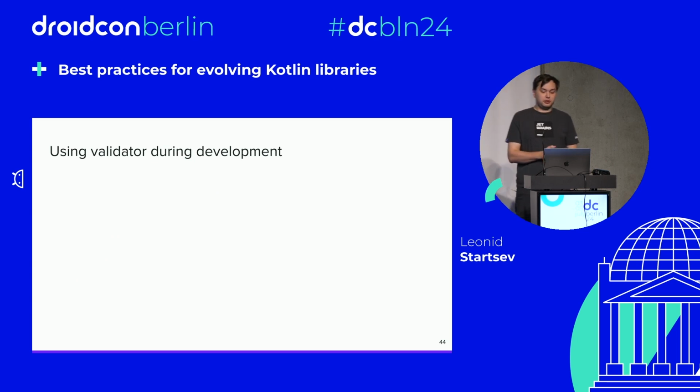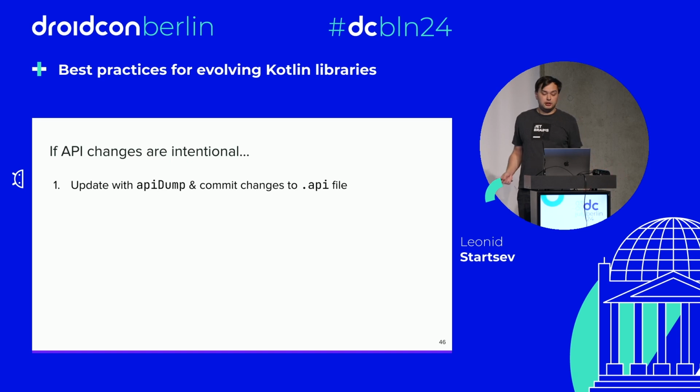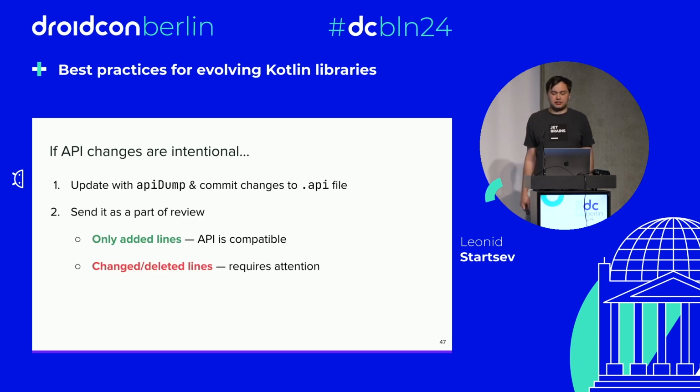Using it during development is also quite easy. If API changes are unintentional, the apiCheck task, which is by default part of Gradle check or Gradle build, will fail your build. You can see this failure on your local machine, you can see it on CI, and take measures about it. And if you want to intentionally make API changes, like adding a new public class or a new public method, you should just update your API dump and commit these changes to the .api file, and then send it as a part of your review or whatever process you have.